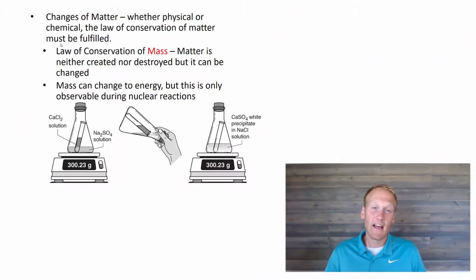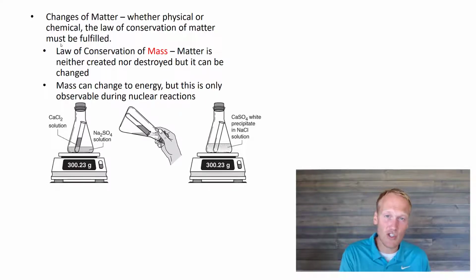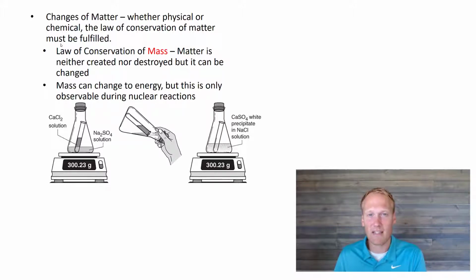Let's get started. The most important thing that you have to remember when we start talking about chemical and physical changes is that the law of conservation of matter, or the law of conservation of mass, has to be maintained. What does that mean? It means that if we start with 50 grams of reactants, we're going to end with 50 grams of product. If those 50 grams go through a chemical reaction, they could be in different phases or states, but the same atoms that we start with have to be the same atoms that we end with. We cannot create or destroy matter.